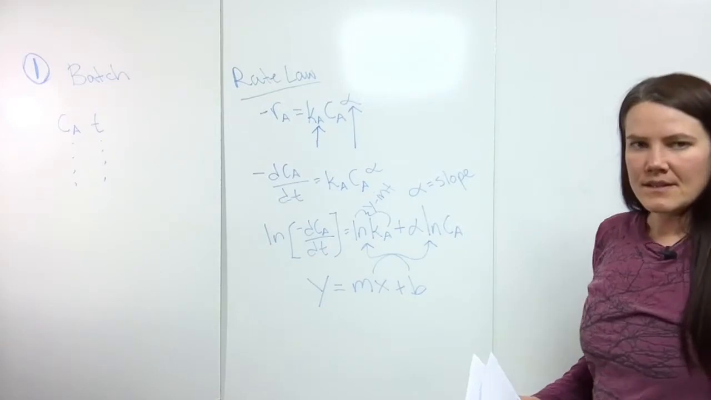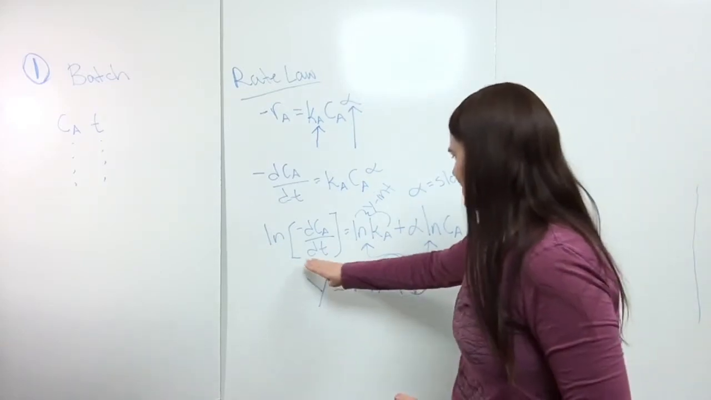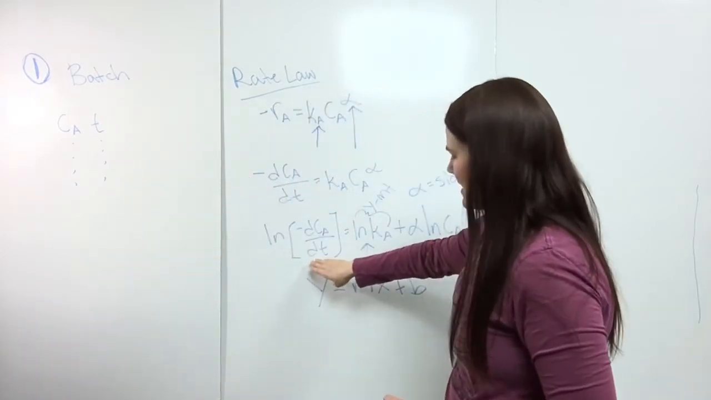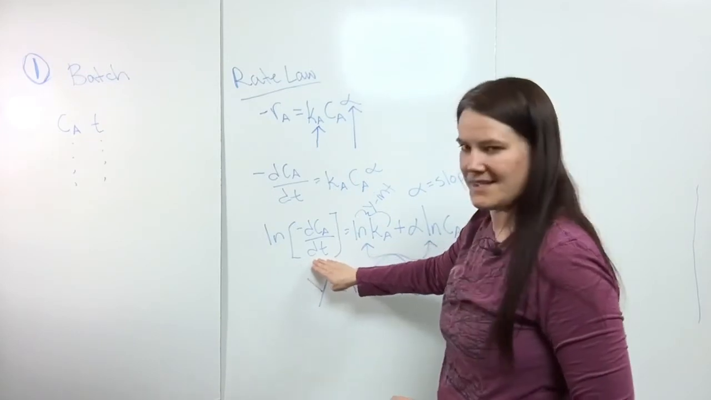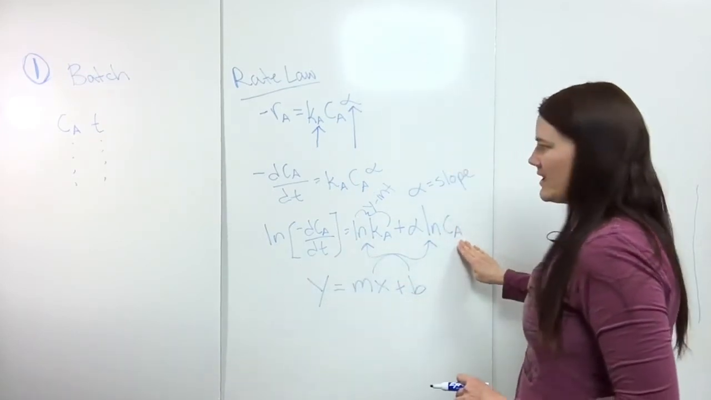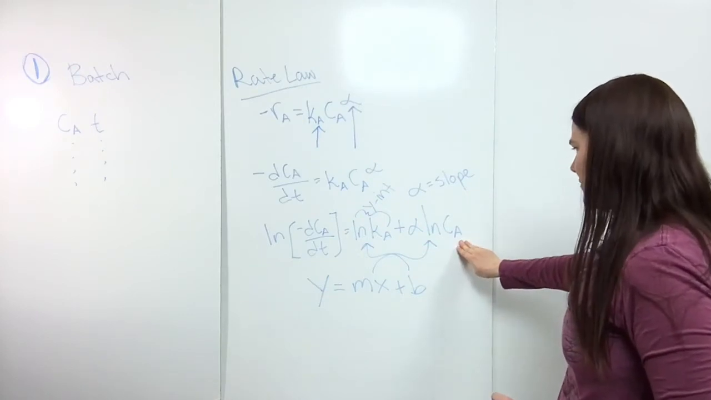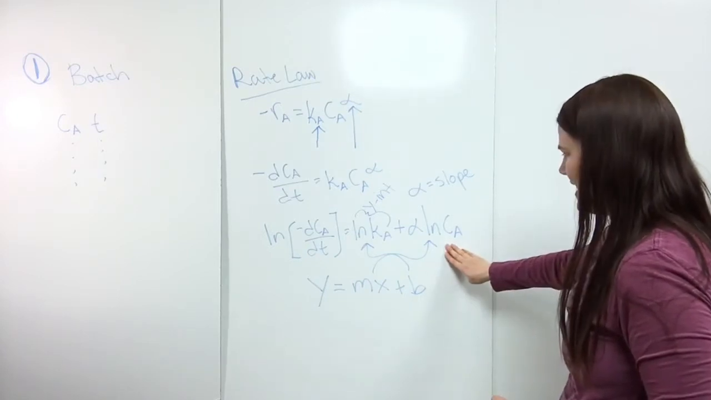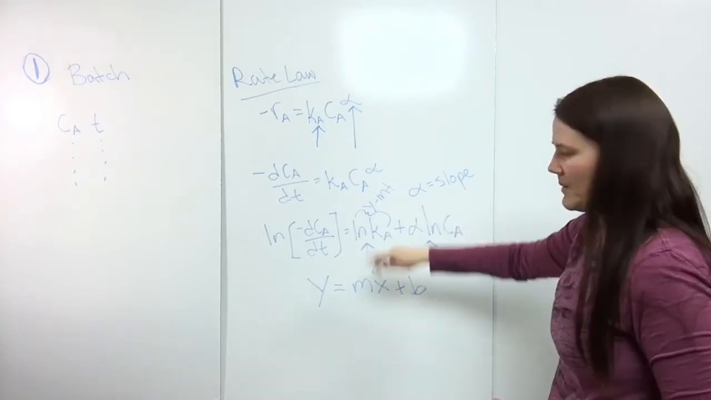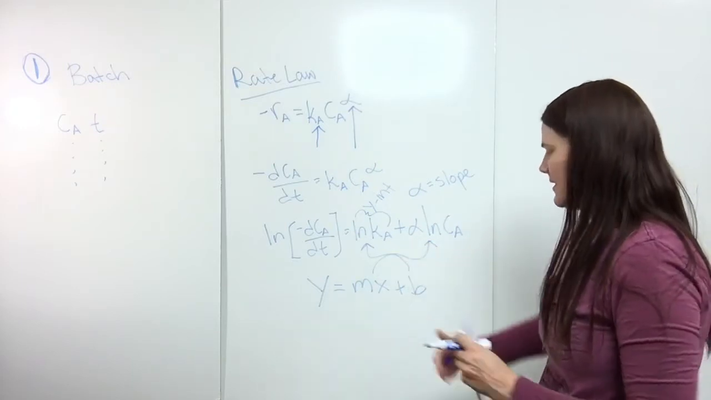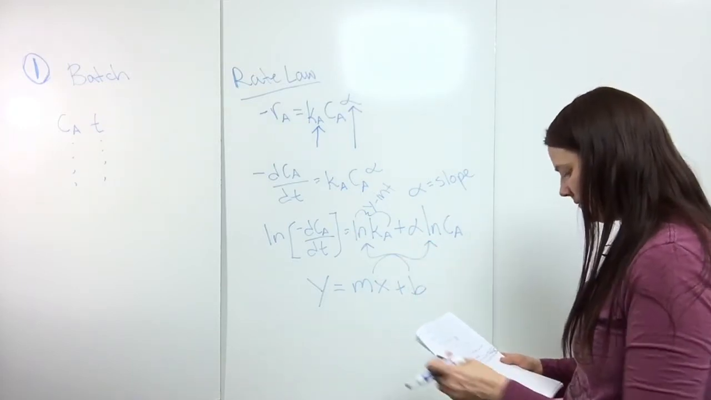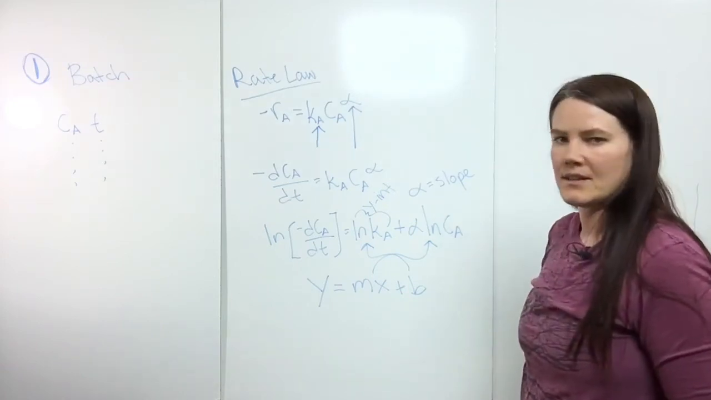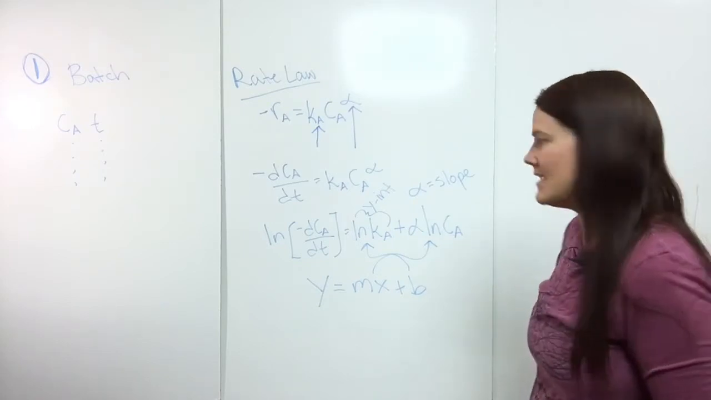So what we can do is figure out, we have Ca and T at various times, and so we can figure out what the derivative is, the dCA dt. We already know Ca, so we can just take the natural log of it. And if we plot the natural log of dCA dt versus the natural log of Ca, then we should be able to get the slope and the y-intercept. So then we can get alpha and the rate constant. So the first thing you need to do for this problem is calculate dCA dt.